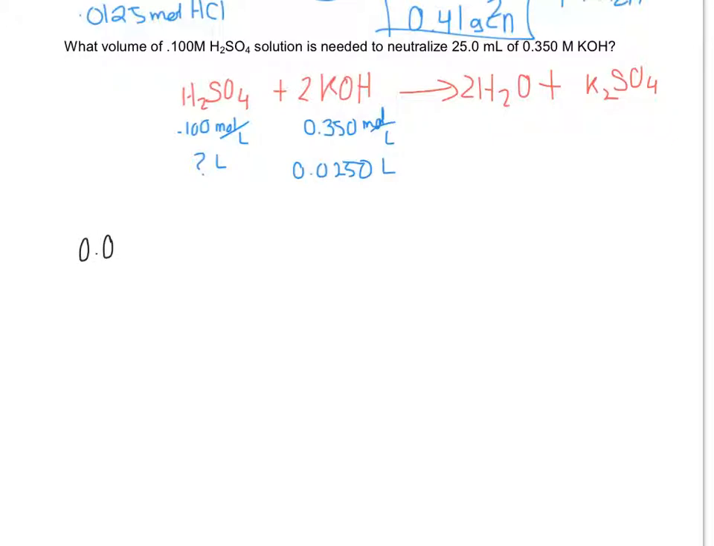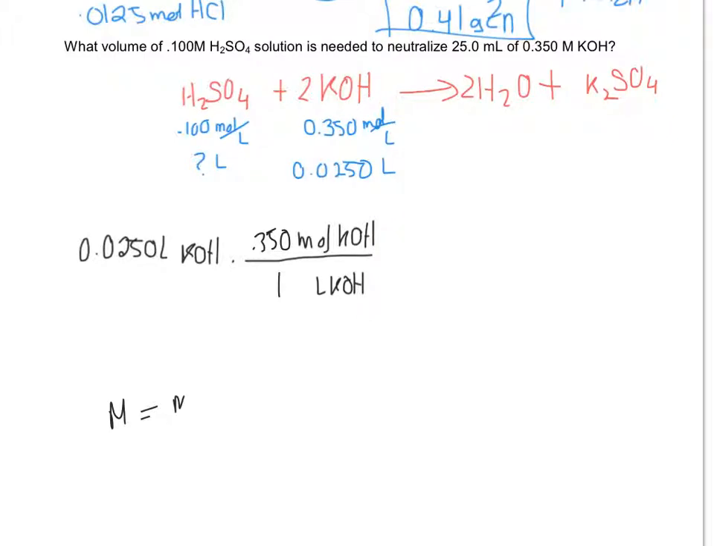So I have 0.0250 liters of KOH. So I'm trying to get rid of liters of KOH, so I'll put it on the bottom. I'm trying to find moles of KOH, so I'll put it on top. And to link between moles and liters of a solution, you use your molarity. So according to this, I have 0.350 moles for every 1 liter. So I'll put that in. Again, if you don't like it that way, you can just write molarity equals moles per liter. You're given the molarity, you're given the liters, you can find your moles.